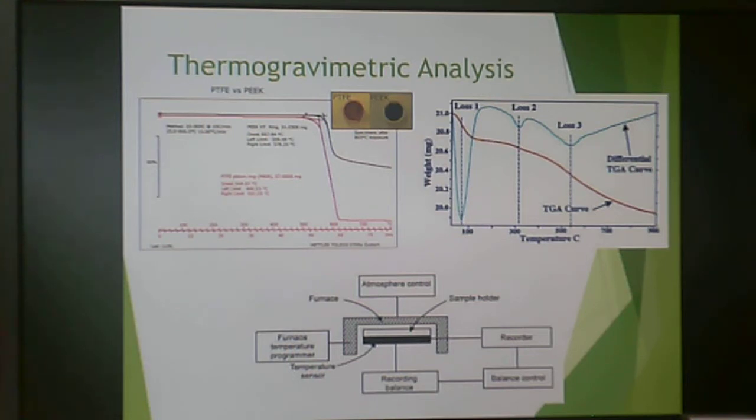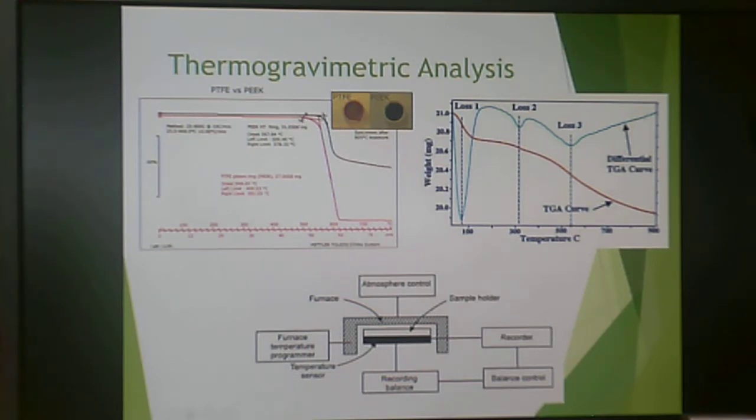So here we have two different polymers. Here we have PEEK, or polyether ether ketone, and here we have PTFE, or polytetrafluoroethylene, or Teflon. When we look at these two, you see one of them reaches a very high temperature before it starts to degrade. Where this is 100% weight, this is 100% weight. The way you do this is you start heating this up, and once it starts to drop from 100 down below, that's where you start to get degradation.